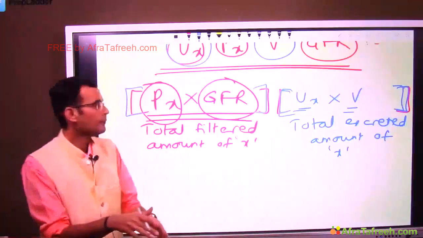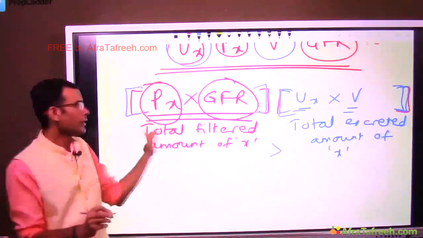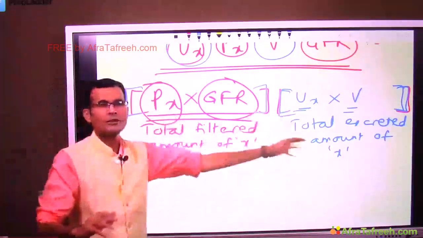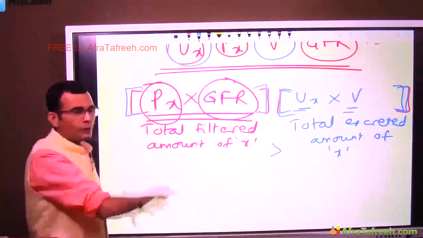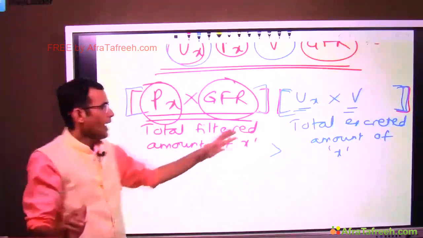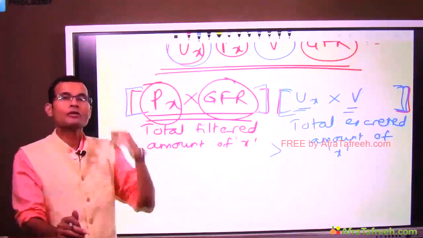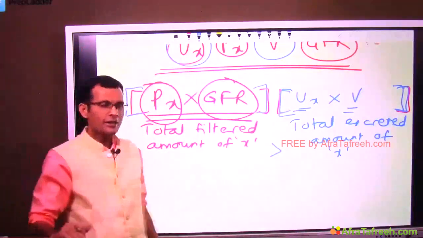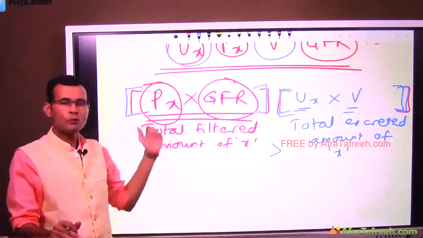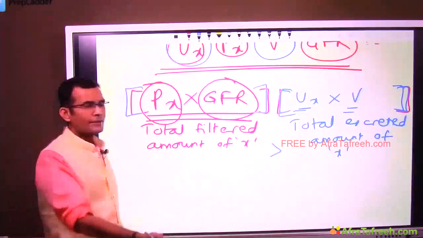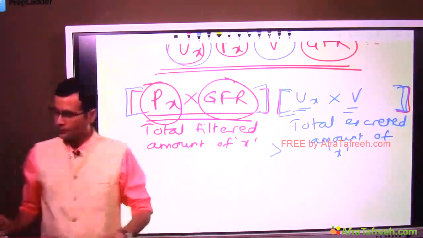If I say that the first bracket is larger than the second, what will you say? Meaning filtered amount is more and excreted amount is less than that. That means what? Yes, that's right. That means the substance was reabsorbed, isn't it? More was filtered, but less came into the urine. That means some amount was reabsorbed.